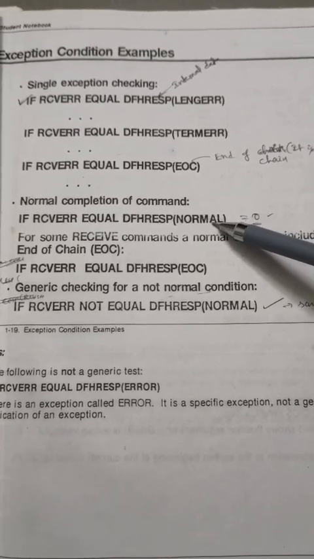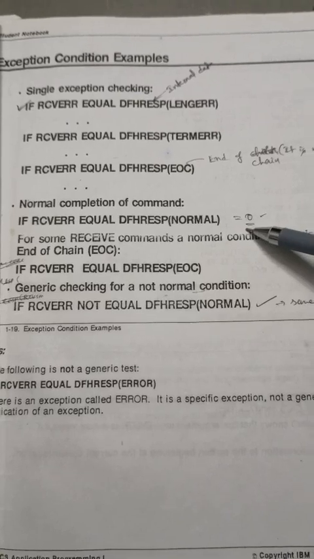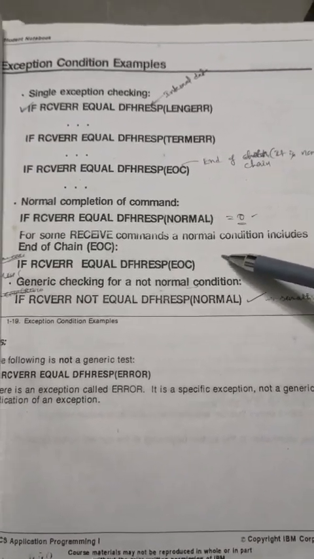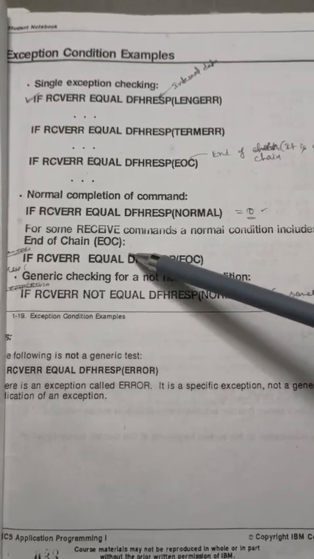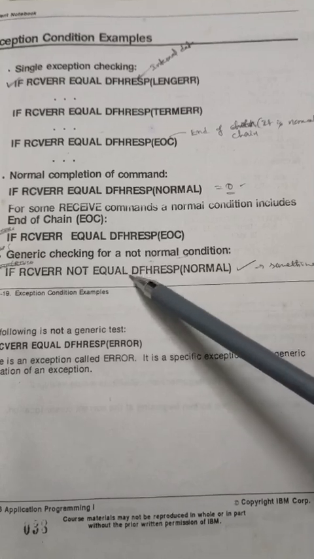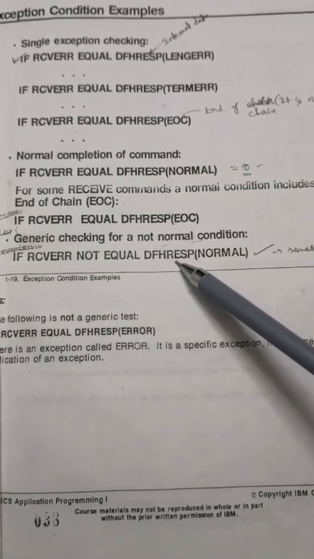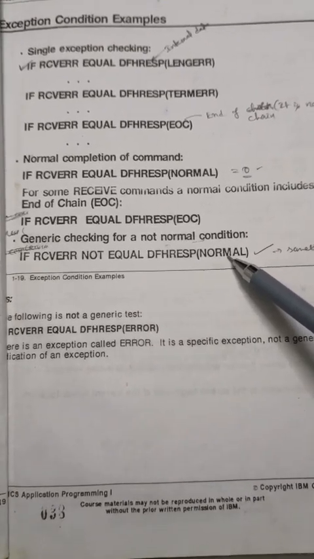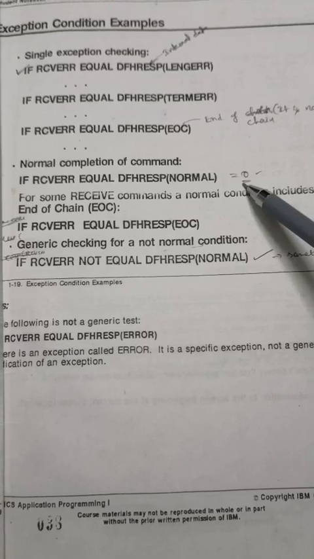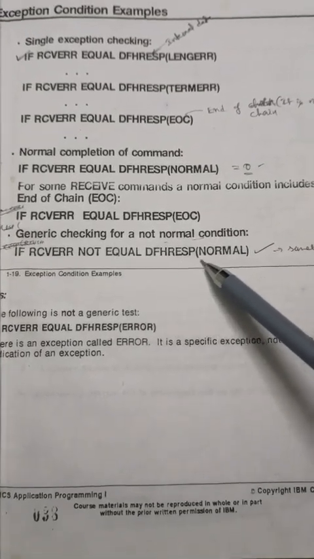If your system receive command is normal without having any error codes, then it is received normally. If there is some receive command normal condition, including end of control, end of chain, then we are able to check any generic error condition. For the not normal condition, receive not equal to DFHNORMAL. What is DFHNORMAL? That is like a return code of 0. To validate the generic error condition, we can check not equal to 0.